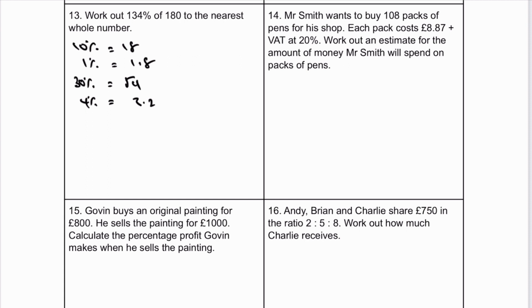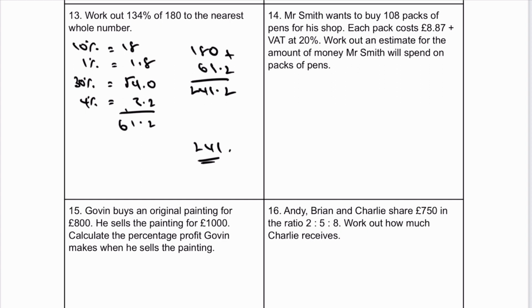Now what I'm going to do is use this bit of information here to add everything up. So I've got 2 and then I've got 1 there, 61.2. Now don't forget that I've got to add that onto the 180 in order to get 134%. So I've got 180 plus 61.2, add all of that together and I should get an answer of 241.2, but it does say the nearest whole number, so that's going to be 241 as the answer to that question. So a little bit tricky, but hopefully you followed the logic on that one.